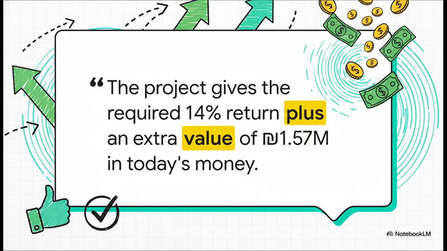But what does that number really mean? It means this project is a definite go. It doesn't just meet our minimum 14% return, it actually exceeds it. In fact, this project is so profitable that it's like getting a required 14% return plus someone handing you an extra 1.57 million shekels in cash today.